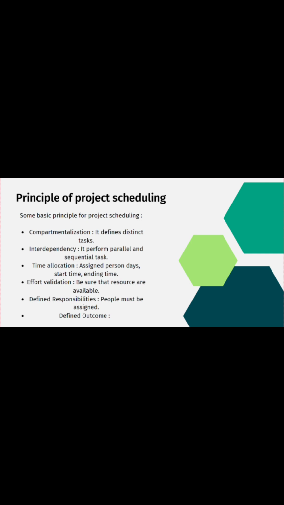Next is define responsibilities. People must be assigned. In defined responsibility, every scheduled task needs to be assigned to a specific team member. Defined outcome. Every task in the schedule needs to have a defined outcome, usually a work product or deliverable.